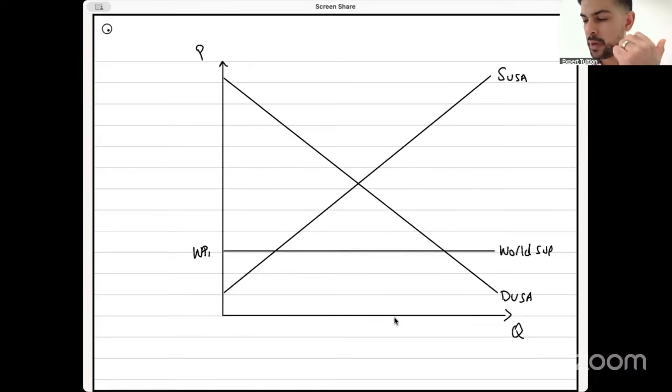Let me explain why it's perfectly elastic. The logic or the assumption is that at that world price, everyone must sell at that world price. You've got no choice, because if you try to charge even a penny more than that world price, no one's going to buy it off you. We assume everyone's a price taker, which I know is a big assumption to make, but it helps us to construct this diagram.